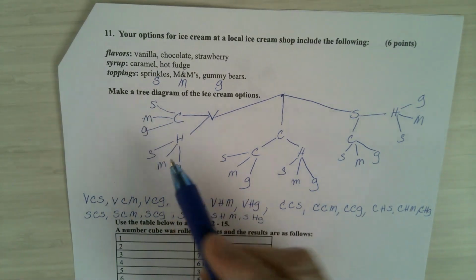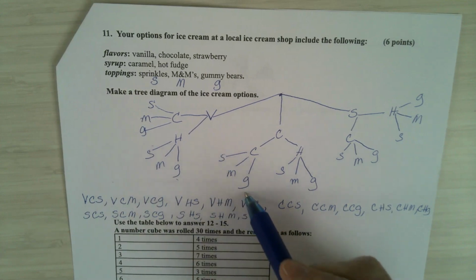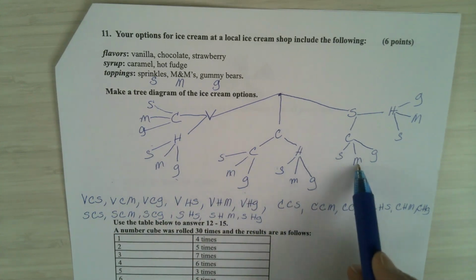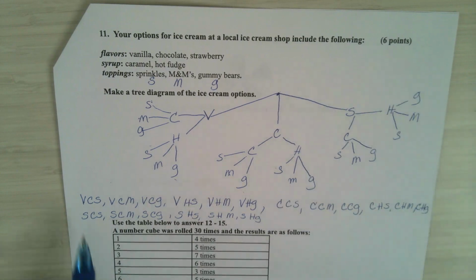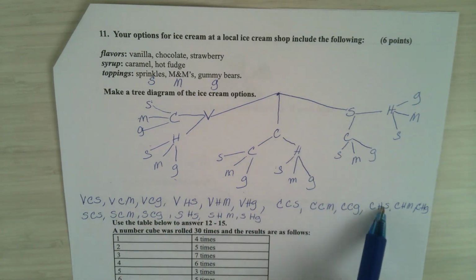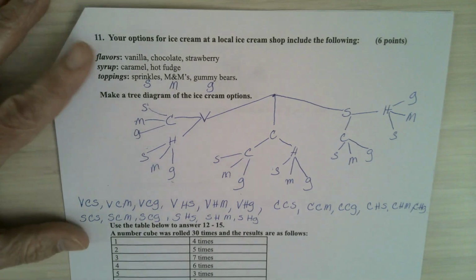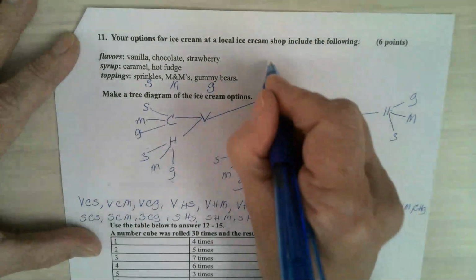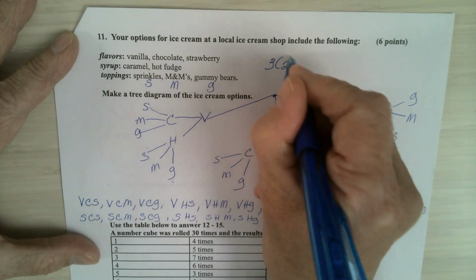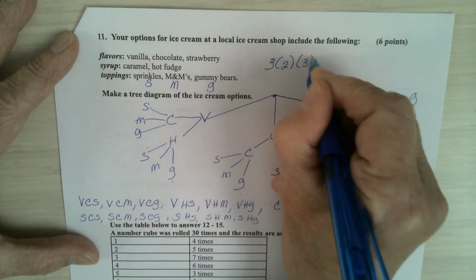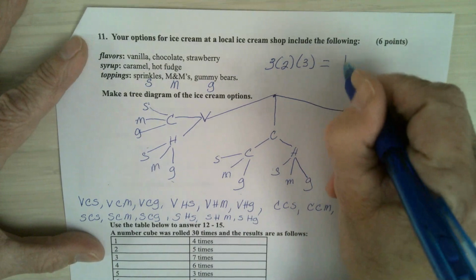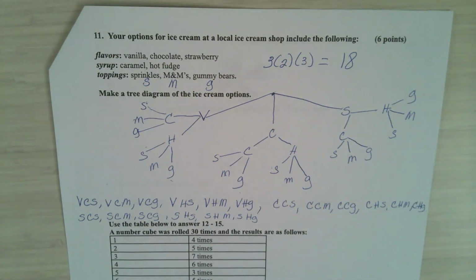That's 18 outcomes in the sample space. And if I use the fundamental counting principle, it would be 3 times 2 times 3, and that will give you 18. Any questions on that?